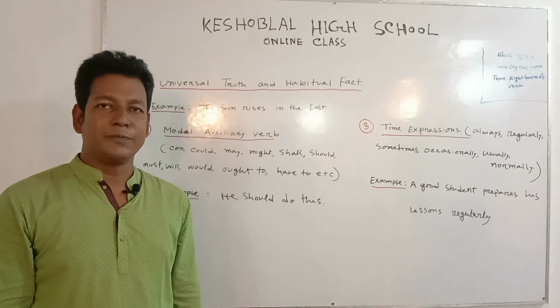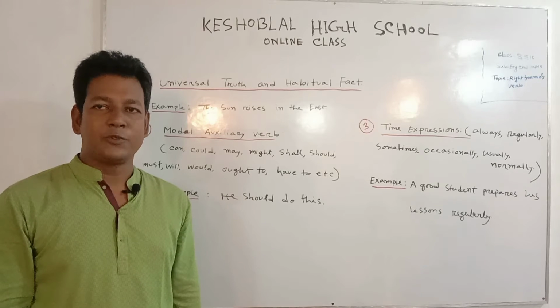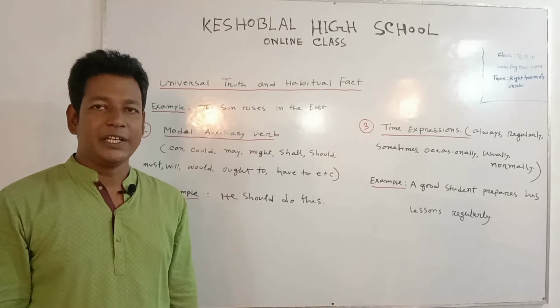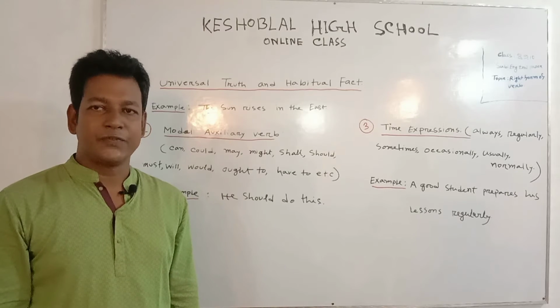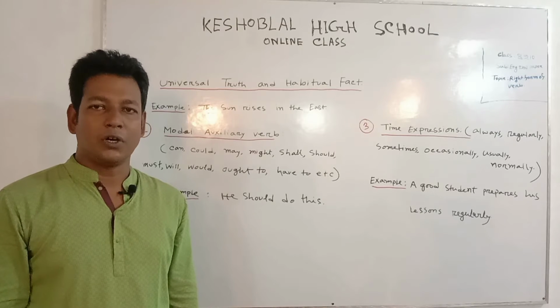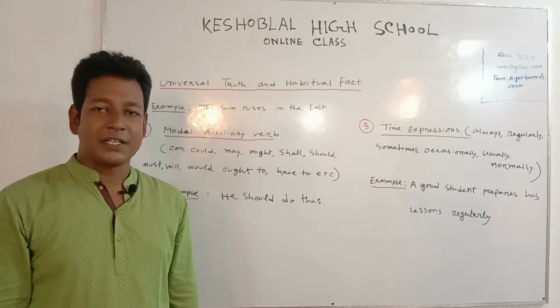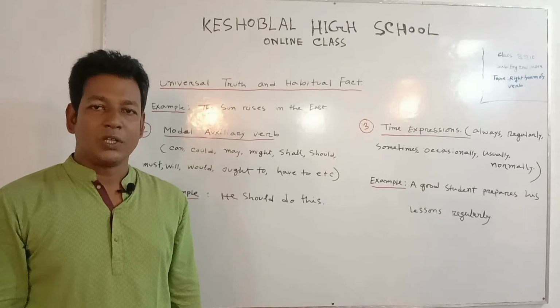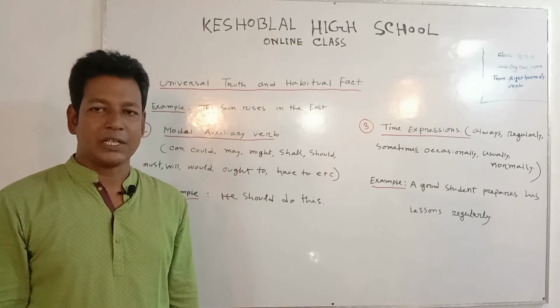Remember, in present simple tense, in case of third person singular number, we have to add s or es at the end of the verb. In other cases, we can just use the base form of the verb. Now, what do we mean by universal truth or habitual fact? Universal truth stands for চিরন্তন সত্য. On the other hand, habitual fact stands for অভ্যাসগত কাজ.